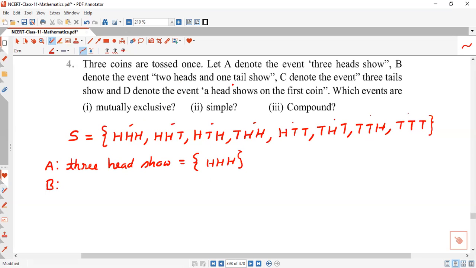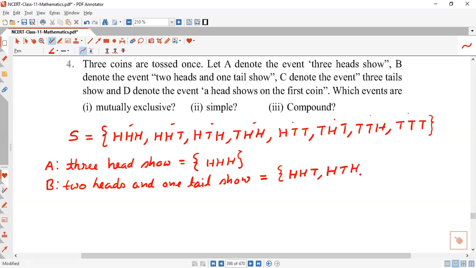2 heads and 1 tail. So we see 2 heads and 1 tail. So this is the B event. Is that B event? 2 heads and 1 tail. So B will be equal to, you can say, 2 heads are there: HHT, HTH, or THH.